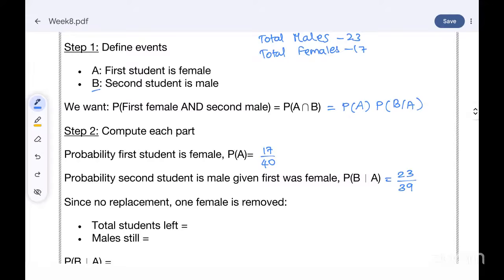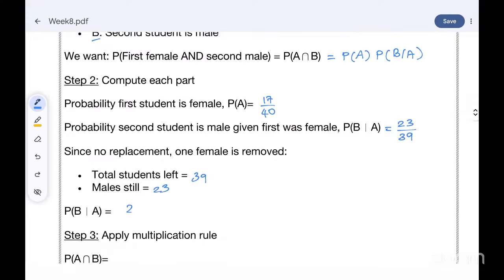Very good, 39. Because the total count reduces by 1, but the number of males remains the same. Because the first student is a female, the male count remains the same. So it should be 23 by 39. Now the total students left is 39 and the males are 23. So the probability of B given A is 23 by 39.